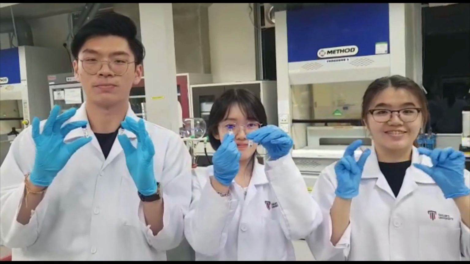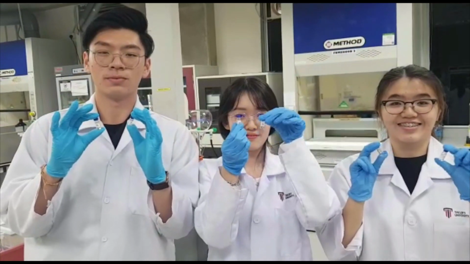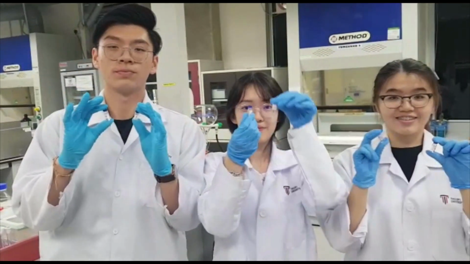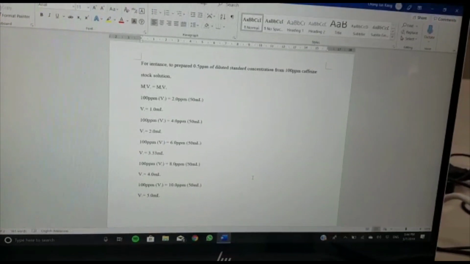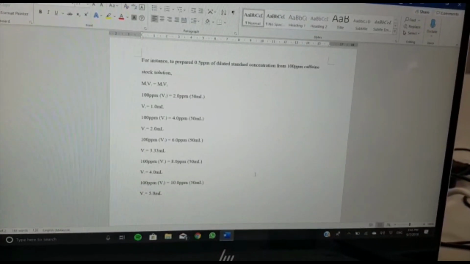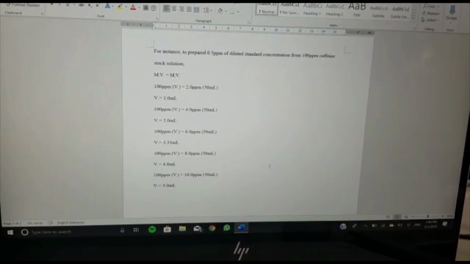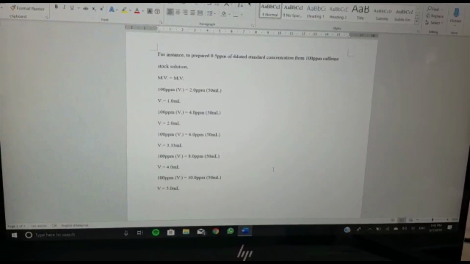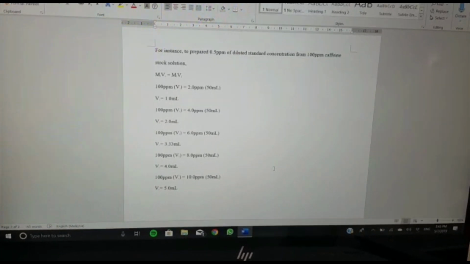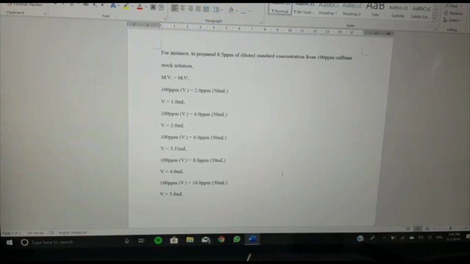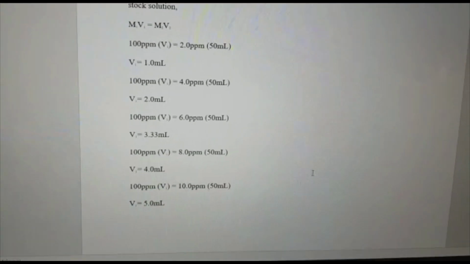Moving on, the standard solution which will be used to generate the standard curve was prepared. 100 ppm of standard stock solution is given, and it is diluted into 2, 4, 6, 8, 10 ppm by using the mobile phase. The calculation is shown as such.